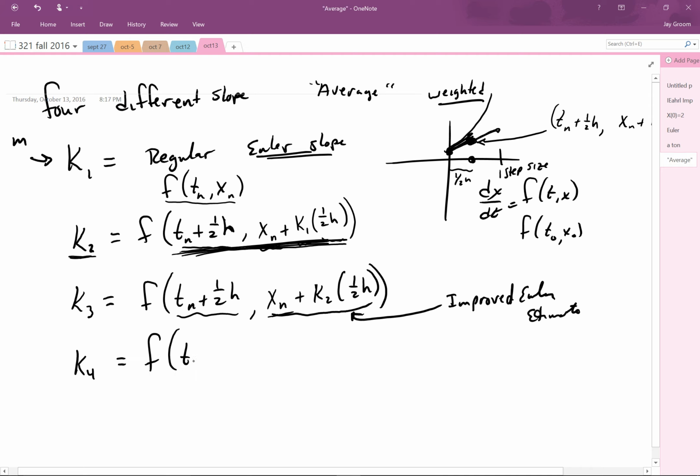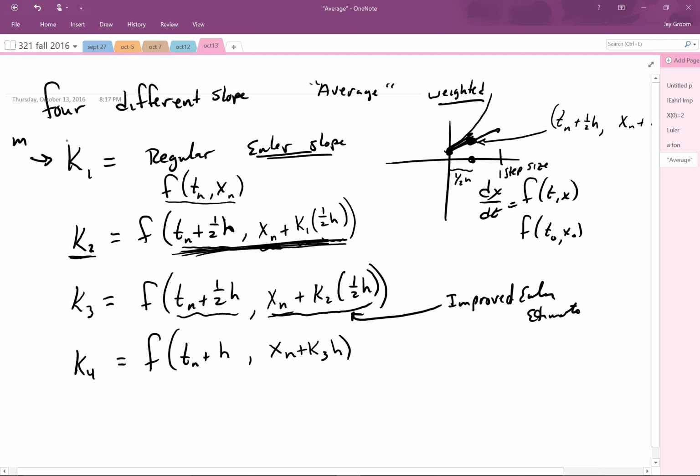It is T sub n plus h. That is, you're going all the way across. Okay? And I'm going to write plus h. I'm going to write it like that because it's the idea that you're going a full step. Okay, the book writes it a little bit different than that. I find it a little obnoxious, to be quite honest with you. But it's going to be xn plus k3, but times the full step size. Okay?